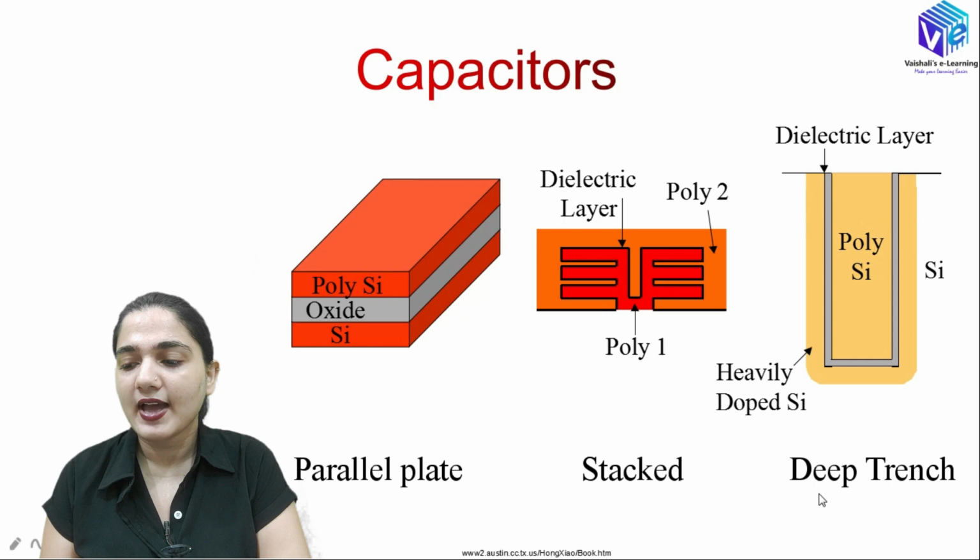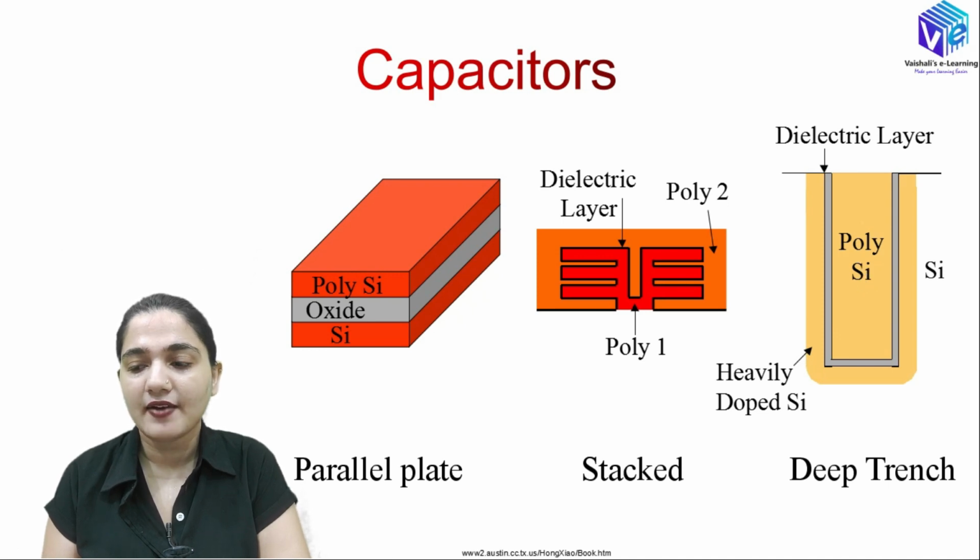Now we have the deep trench capacitor as well. Here you can see we have the polysilicon layer which is like a deep trench in the dielectric layer. You can see we have the heavily doped silicon here, and here we have the polysilicon layer. So this is how we can have the deep trench capacitor.